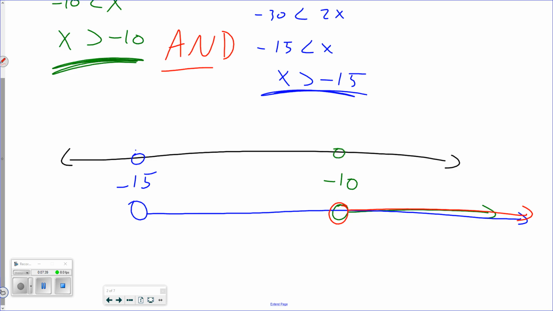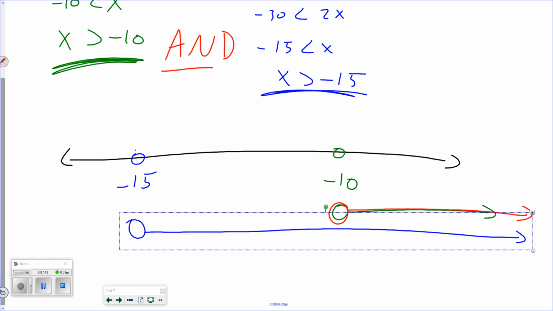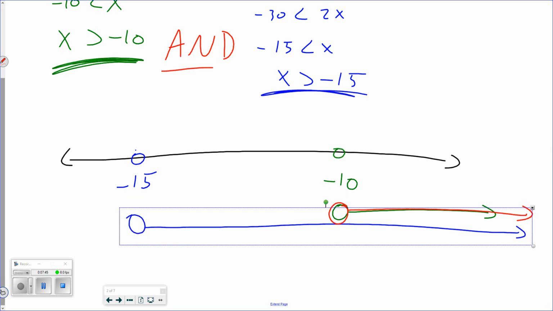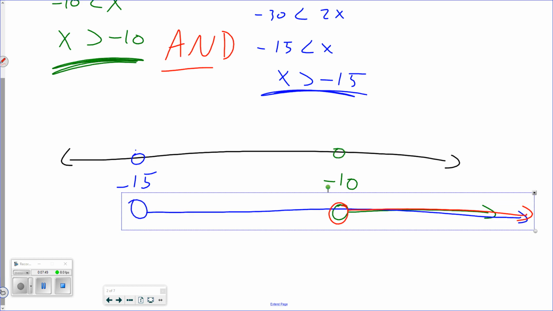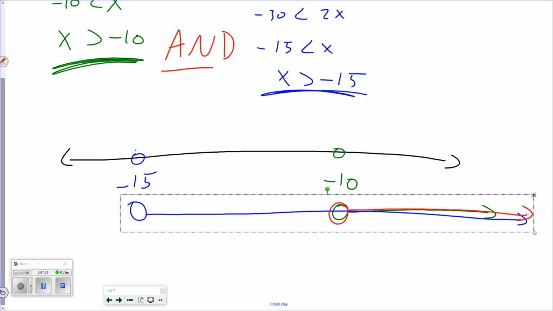Because that red line that I just drew, that is where they overlap. Right? If you look at this green one, and I move up the blue one, if I take it and move it up to the green one, the colors I use for my inequalities here, I can see that they overlap from negative 10 to infinity. And that is actually what your final answer is going to be. It's from negative 10 to infinity.